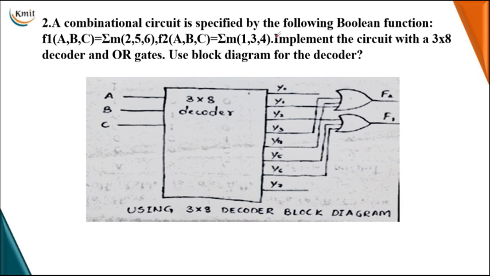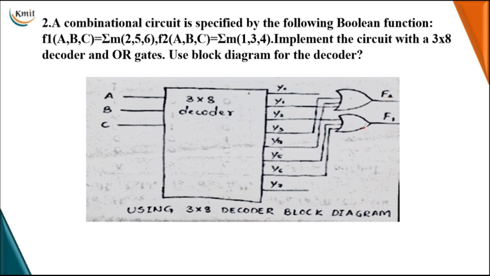Now another example: two functions are given to implement with a 3 by 8 decoder. The given function f1 is of ABC variables, a 3 variable function, and f2 is also a 3 variable function. The minterms of the first function are 2, 5, 6, and the minterms of the second function are 1, 3, 4. In order to add all these minterms, we require OR gates. Hence, as two functions are given, two OR gates are used, each implementing one of the functions, f1 and f2.